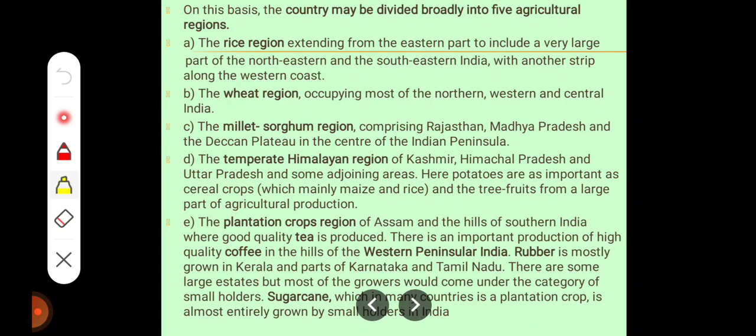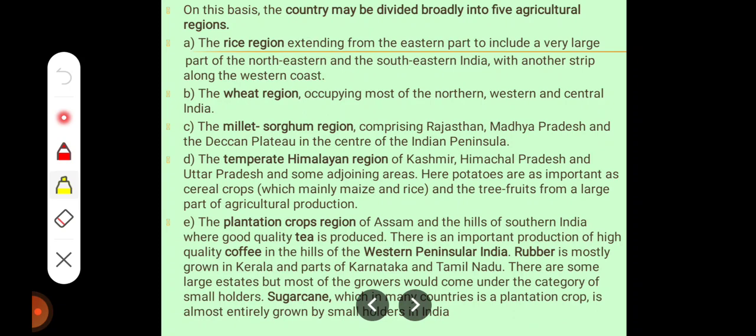First, the rice region, extending from the eastern part to include a very large part of the north eastern and the south eastern India, with another strip along the western coast. The wheat region occupies most of the northern, western, and central India. Then third, the millet sorghum region comprises Rajasthan, Madhya Pradesh, and Deccan Plateau in central of the Indian peninsula.